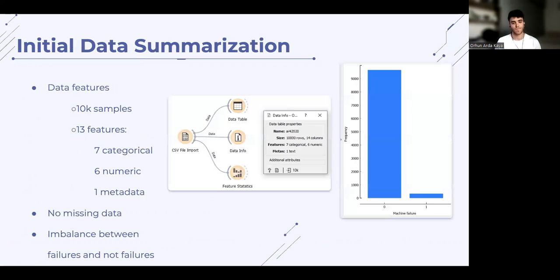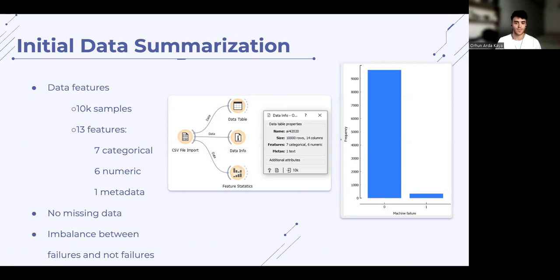Next slide, please. In the beginning, we had 10K samples and 13 features. We have no missing data. But as you can see in the figure on the right, our dataset was imbalanced, so we need to fix this. We will talk about details and manipulations in the next slides.